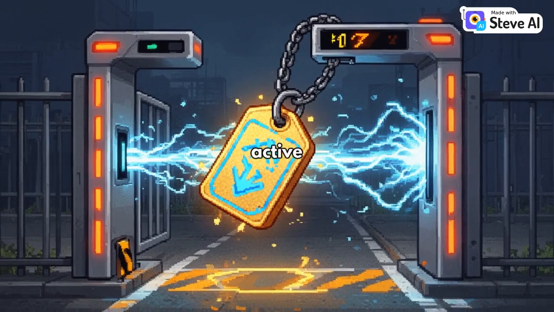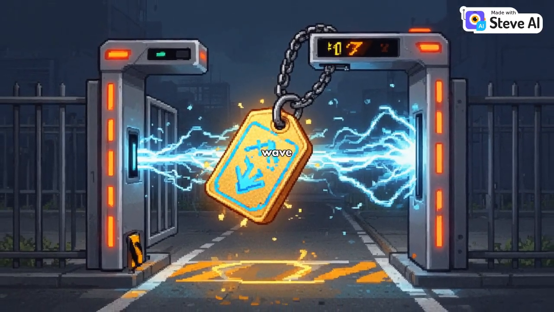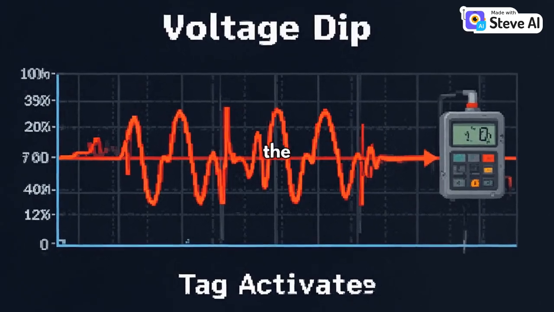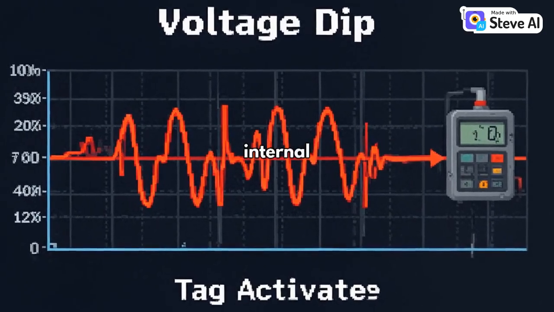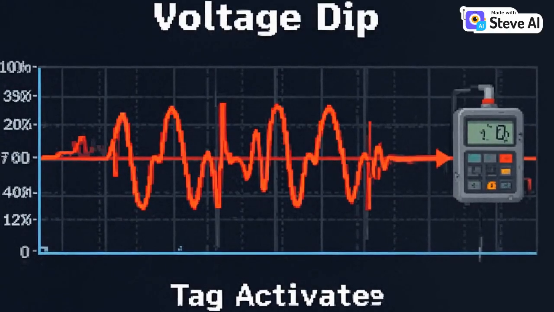When an active tag enters the gate, it absorbs energy from the transmitter wave because of electromagnetic resonance. This causes a sudden, sharp voltage dip in the signal received by the opposite antenna, which the internal signal processing software flags to trip the alarm.